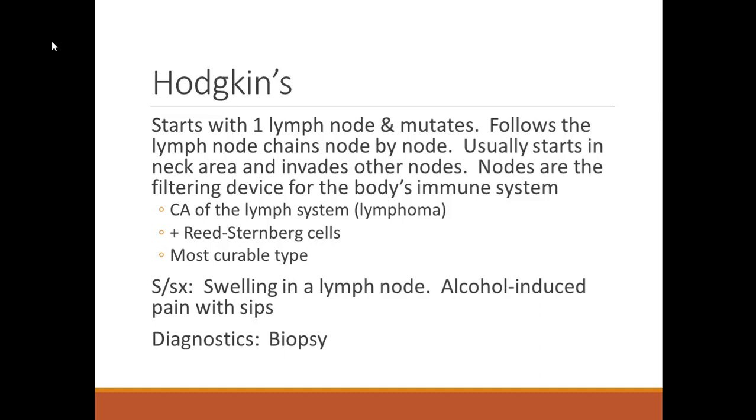Second symptom, I don't want to say second symptom, but another like, hey, is when a person takes a drink of alcohol, even just a sip, they are going to have severe pain because the body's trying to filter it out and it's going to, wherever that affected lymph node is, it's going to be very, very painful. They don't have to drink much. It can just be sips. So diagnostic is obviously a biopsy.